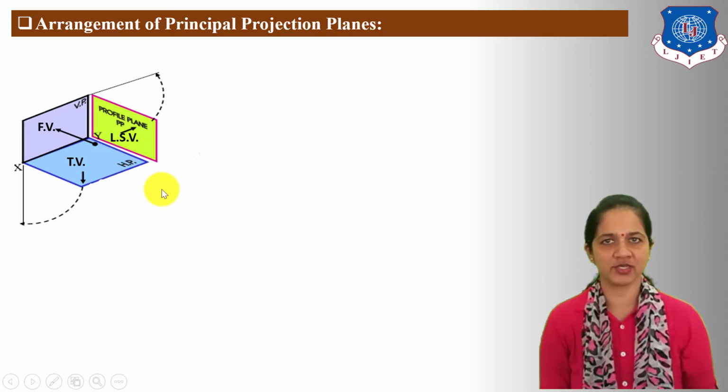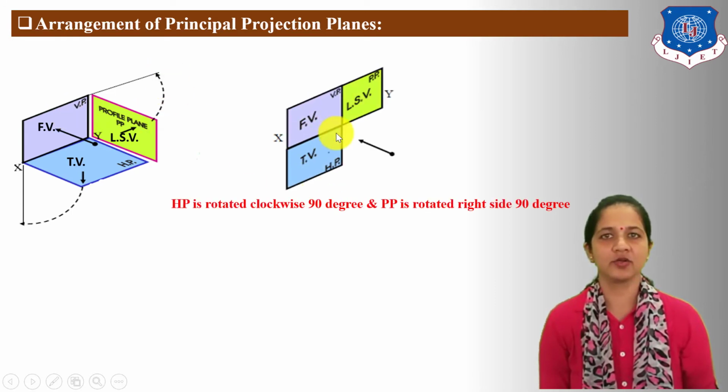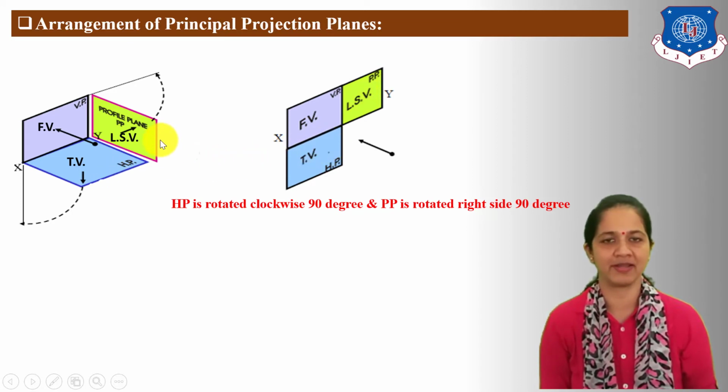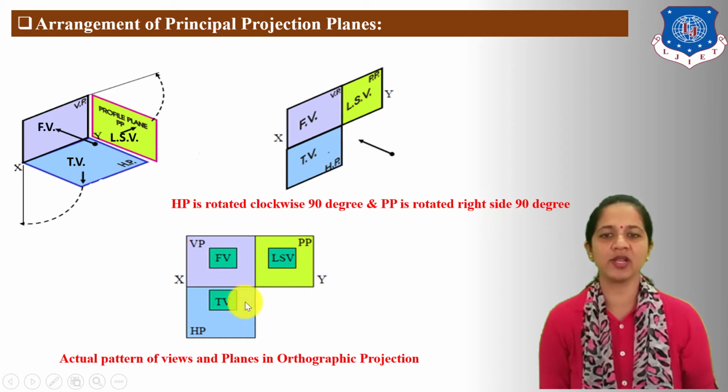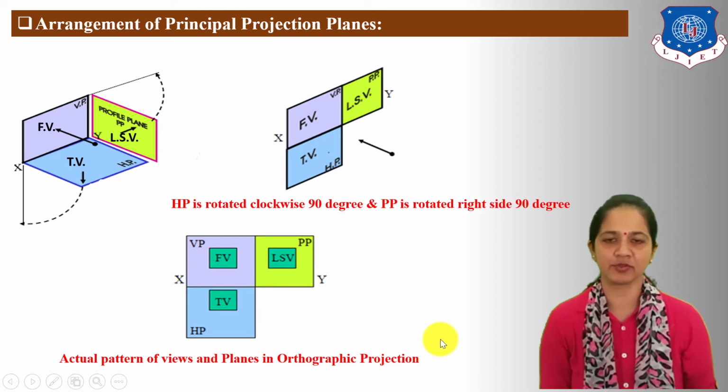For 2D projection, we need to rotate the horizontal plane in the clockwise direction up to a 90-degree angle, and the profile plane on the right side of the vertical plane up to a 90-degree angle. So, this is the position of the horizontal, vertical and profile planes after rotation of the horizontal and profile planes. This is the actual pattern of views and planes in orthographic projection.